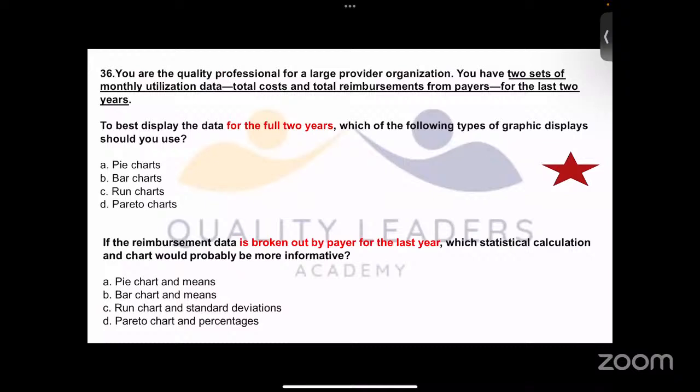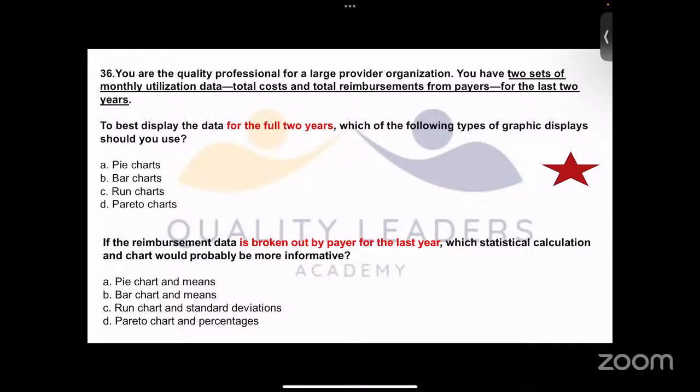Number 36, you are the quality professional for a large provider organization. You have two sets of monthly utilization data: the total cost and total reimbursements from payers for the last 2 years. To best display the data for the full 2 years, which of the following types of graphic displays should you use? A, pie charts; B, bar charts; C, run charts; D, Pareto charts.